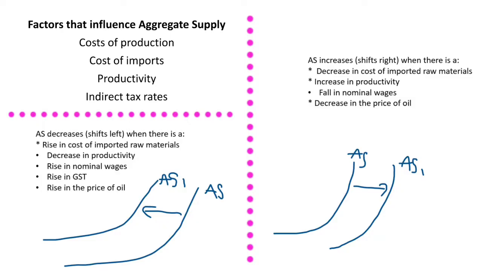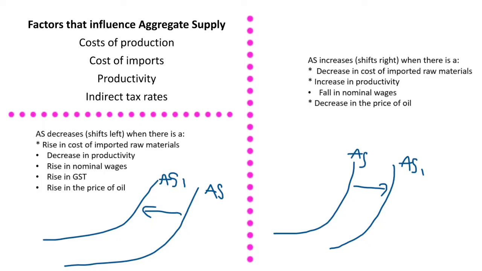So just how I'm talking about the flow on between each factor, that's what you need to write about. So if there was a rise in GST, that means the company is paying more in indirect taxes, therefore their supply would go down, their production would go down, therefore their supply would shift to the left. Same with a rise in the price of oil, that's going to increase their prices, so their whole output would decrease, therefore creating a shift to the left.